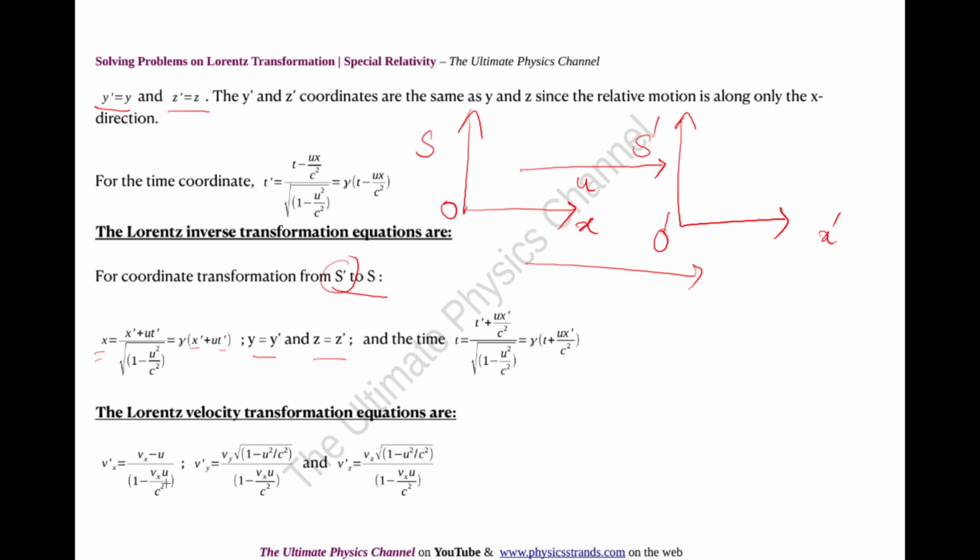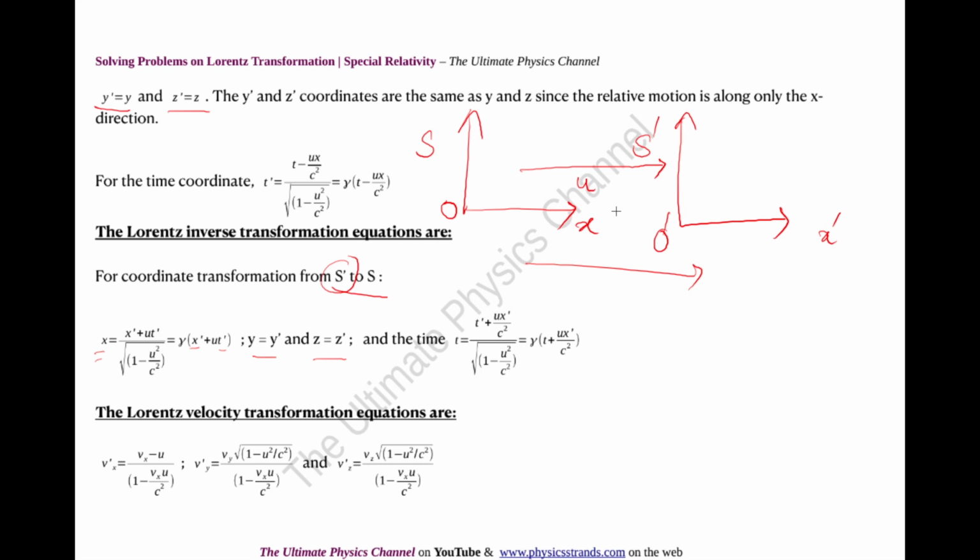So the coordinates for an object in S prime, if it is known, so Vx prime in this case is equal to (Vx minus u) over (1 minus Vx u over c squared). Vy prime is equal to Vy times square root of (1 minus u squared over c squared) over (1 minus Vx u over c squared), and Vz prime is equal to Vz times square root of (1 minus u squared over c squared) over (1 minus Vx u over c squared). These are the three equations that we will be using in our problems for velocity transformations.